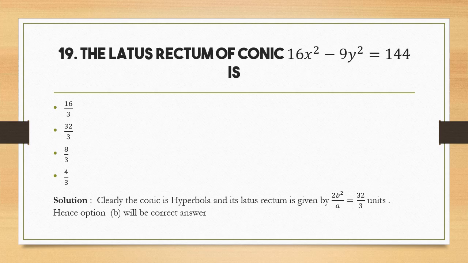b square and a. Therefore 2 into b square is 16, 16 2 is 32, divided by a square is 9 means a is 3. Therefore 32 by 3, which is option B. Therefore 32 by 3 is the right answer for this question number 19. So hope you got clarity about this particular question.